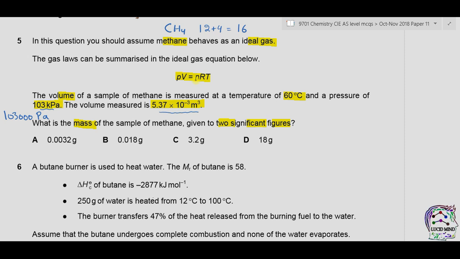So we are going to use the formula moles is equal to mass divided by molecular mass and we can find the mass. R is the ideal gas constant and its value is 8.31 joules per Kelvin per mole. T is the temperature and temperature must be in Kelvin. So we can convert degree centigrade into Kelvin by adding 273.